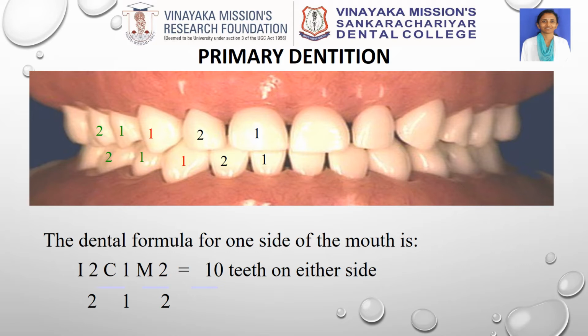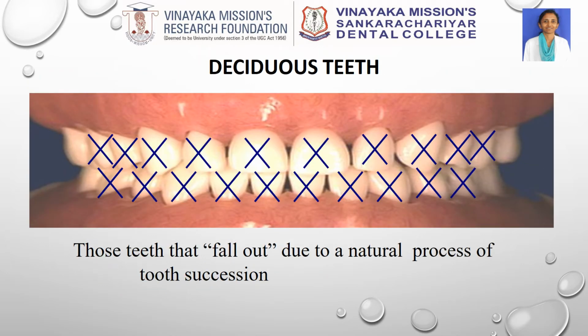And in the picture you can see that the 1 and 2 in black represent the incisors. The 1 in red represents the canine and 1 and 2 in green represent the molars. And you will see that there are no premolars in primary dentition. And all these teeth represent the deciduous teeth or the milk teeth.